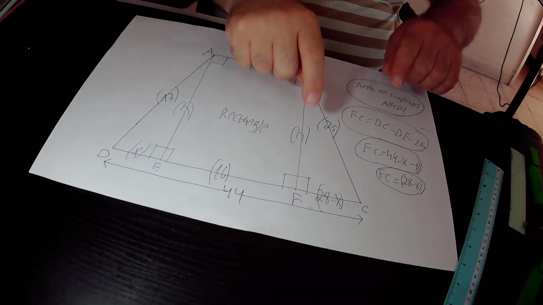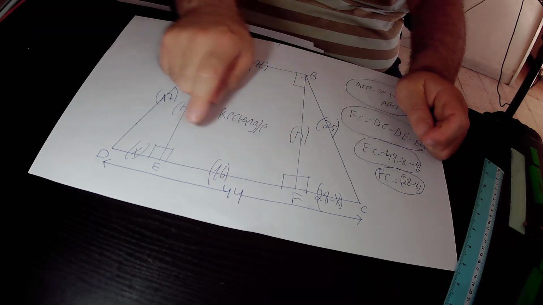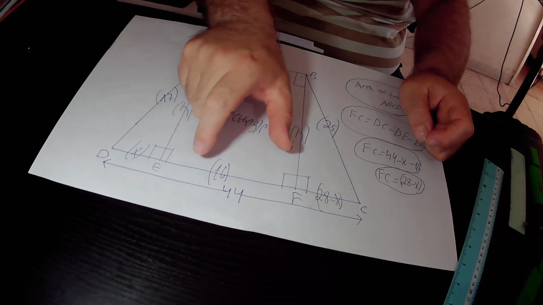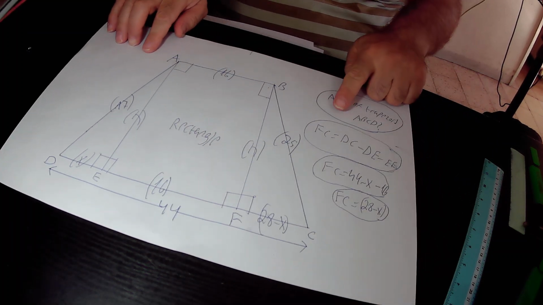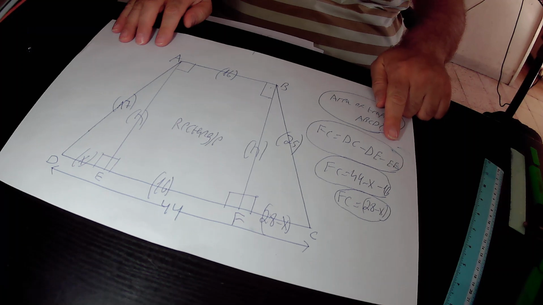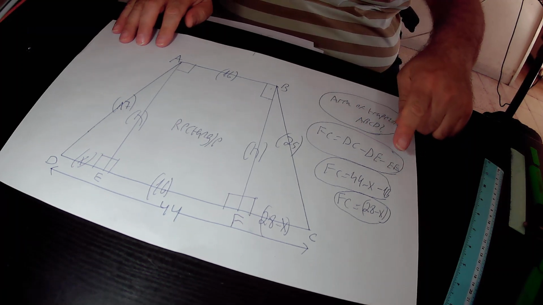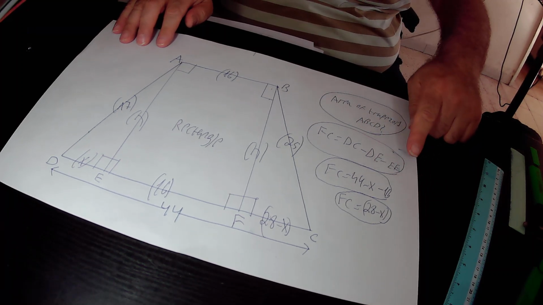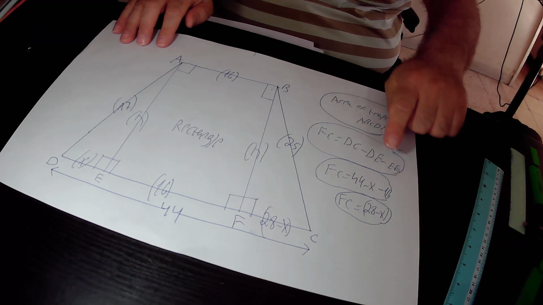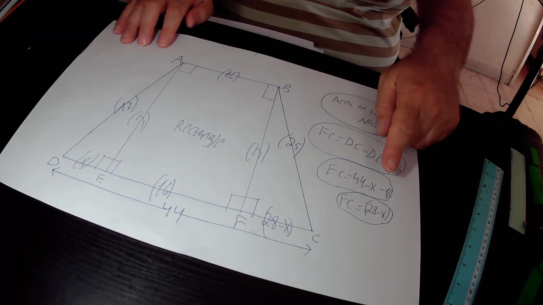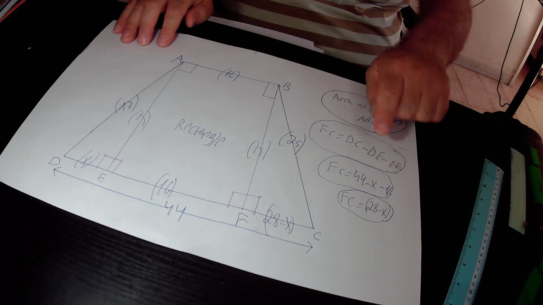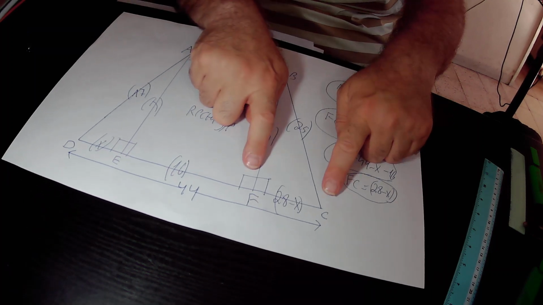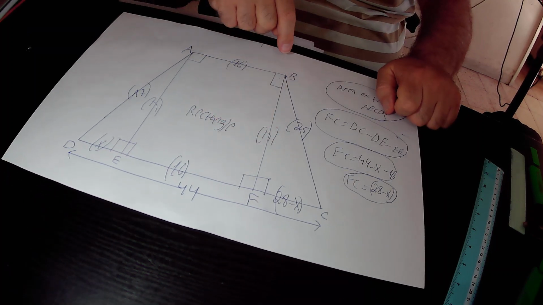What is the length of the missing line segment FC? FC equals DC minus DE minus FE. So FC equals DC, that is 44, minus DE, that is X, minus FE, that is 16. So in total FC equals 44 minus 16, that is 28, minus X. So FC equals 28 minus X.